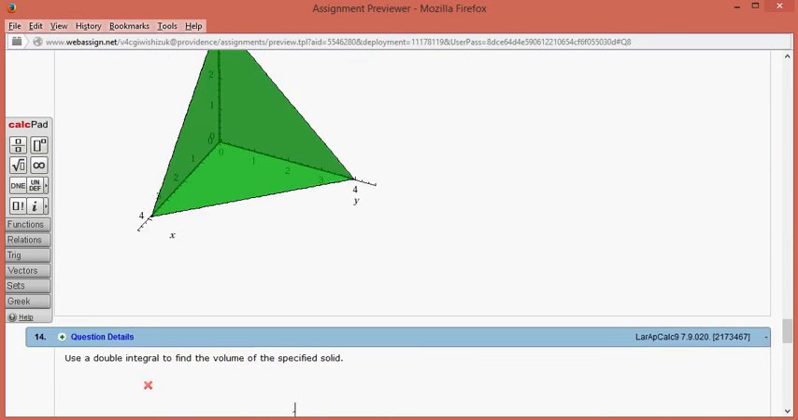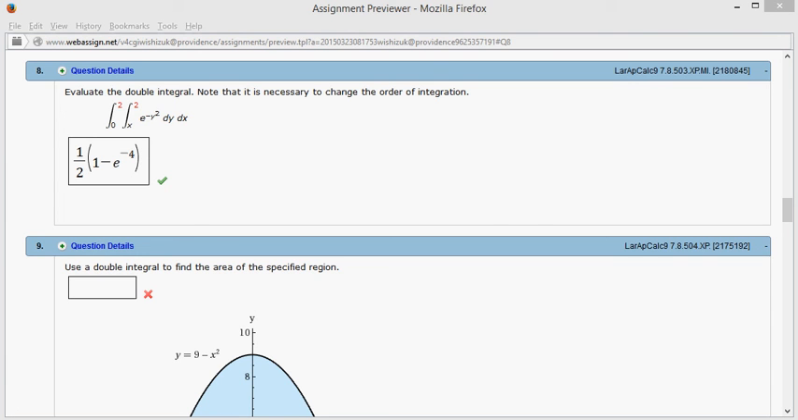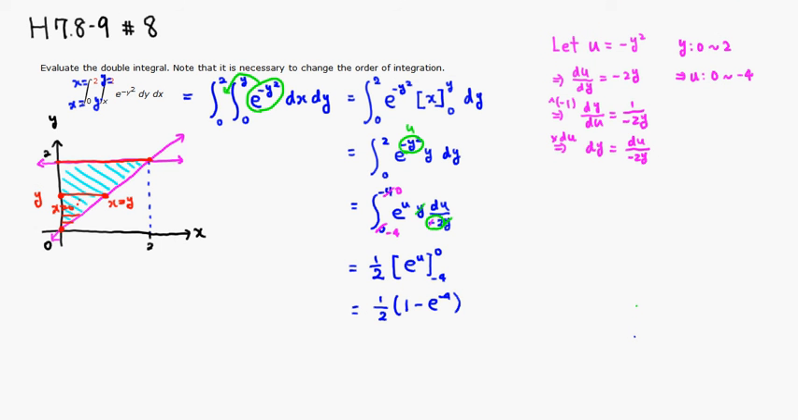Let's submit for testing. It came back, and it looks like we got this one correctly. That's it. I hope that this was clear.